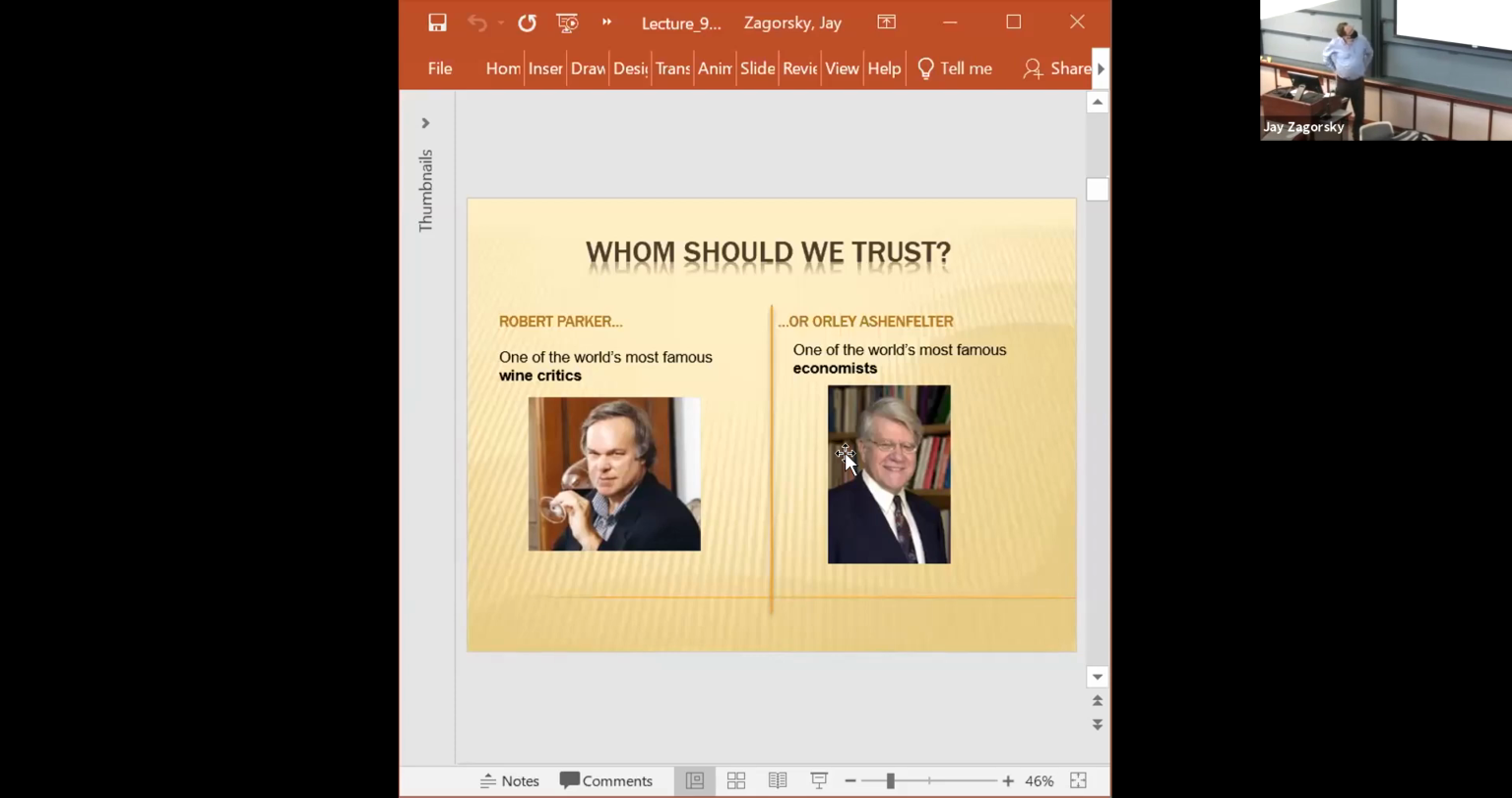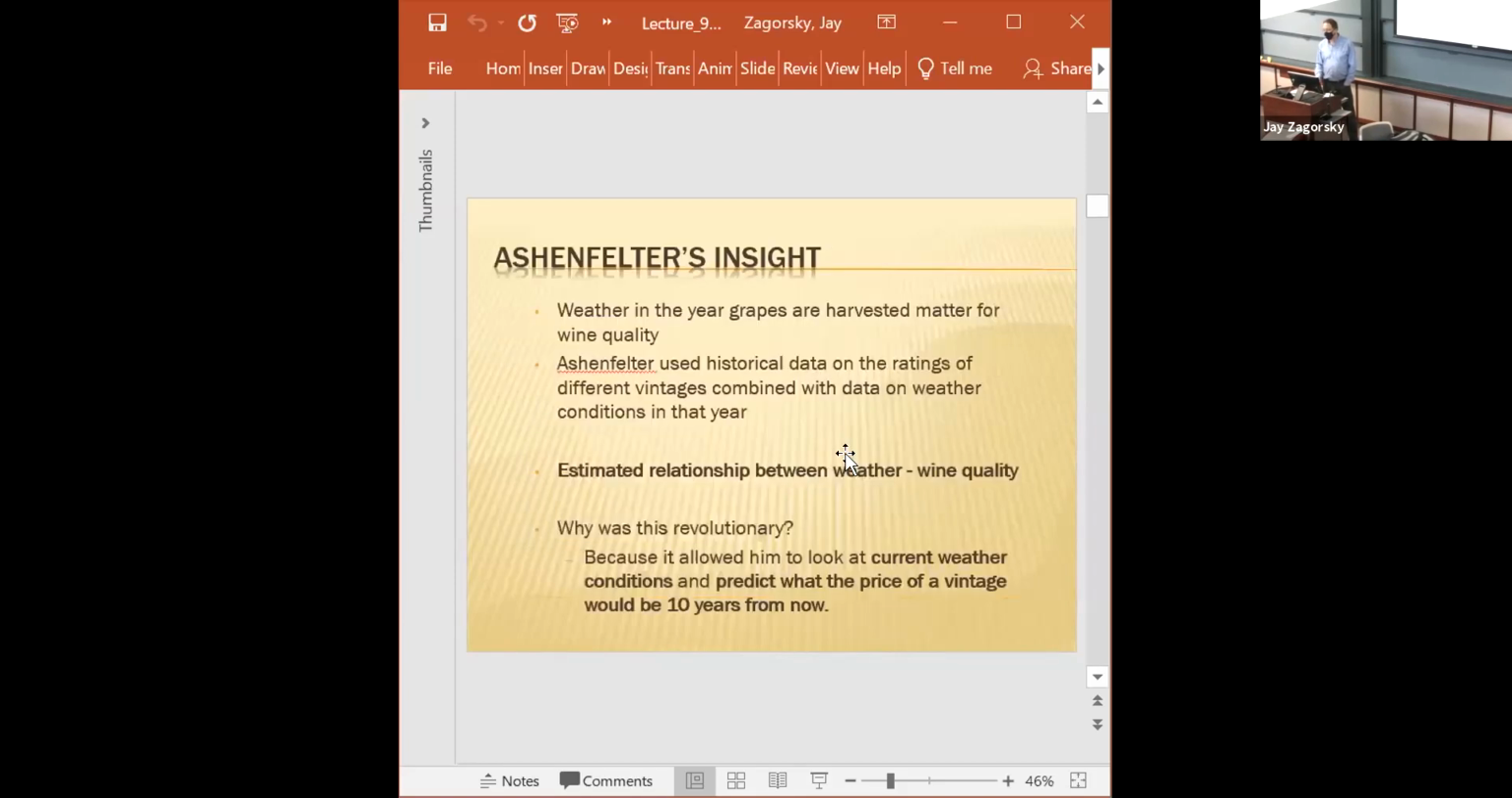Orley Ashenfelter, he's a Princeton economist, just like me, you know, except he wears a tie. I don't, all right? Just gives lectures all the time. And the question is, who should you trust about wine? One of the world's foremost experts on wine, or just another academic egghead?